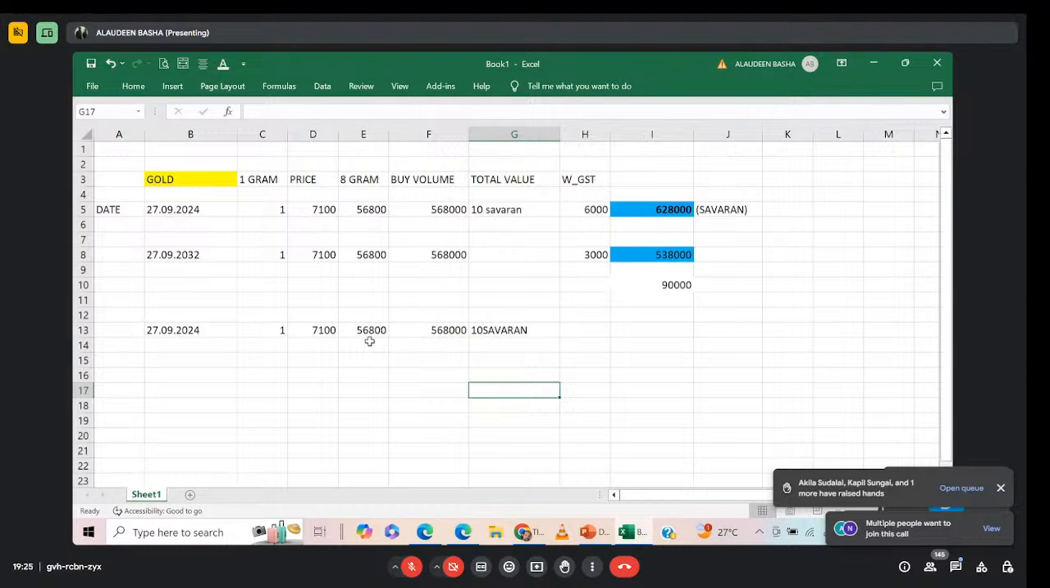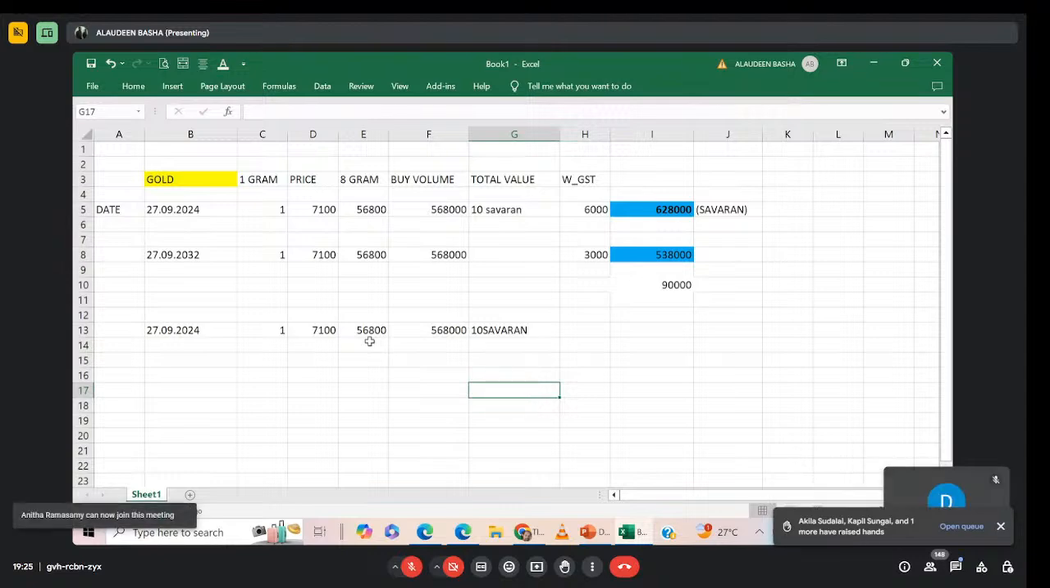Per year 2.5%, so for 8 years that is 20%, sir. How is it possible? Per year 2.5%. For 2 years, 5%. 2 times 8 is 16. 0.5 into 8 is 4. So total 20%. So 5 plus 5, 10, into 2, 20.